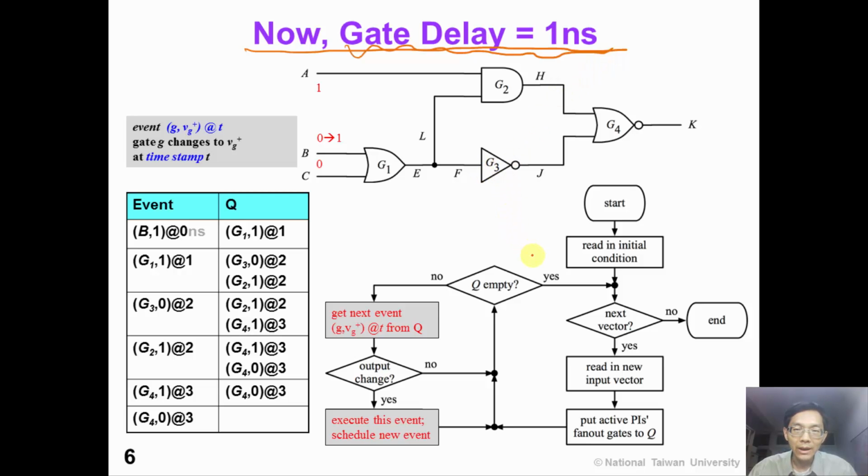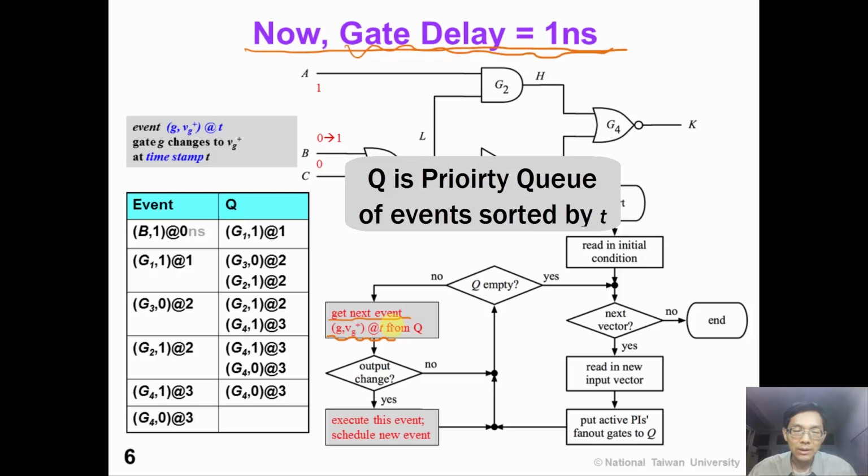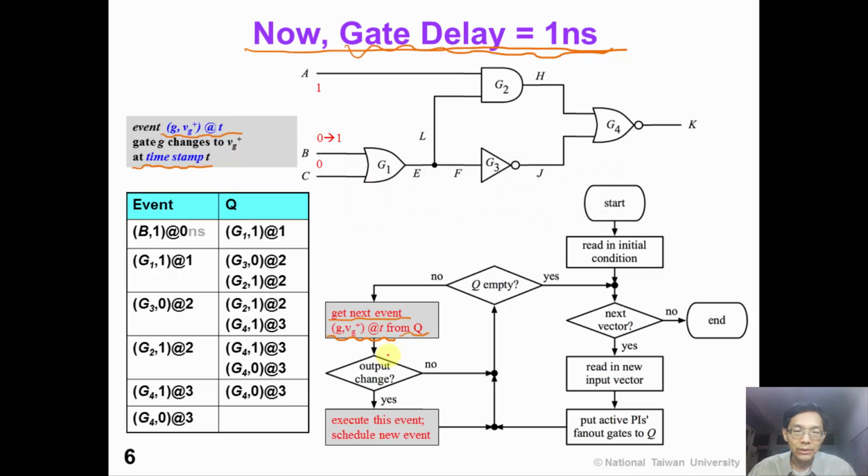And we slightly modify our one-pass algorithm in this way. Every time we get a new event, which is G, VG plus at timestamp T, from the queue. In this algorithm, we use this notation G, VG plus at T to indicate an event. That means the output of gate G is changed to VG plus at timestamp T. If the output does not change, then we ignore this event. If the output does change, we execute this event and we schedule a new event. So this looks like a very good modification of our one-pass algorithm.